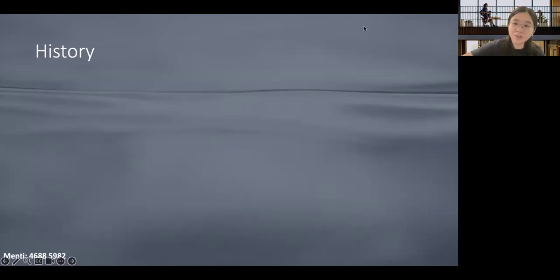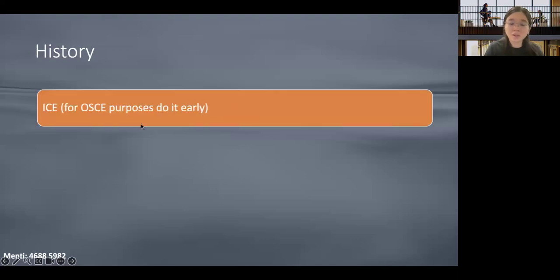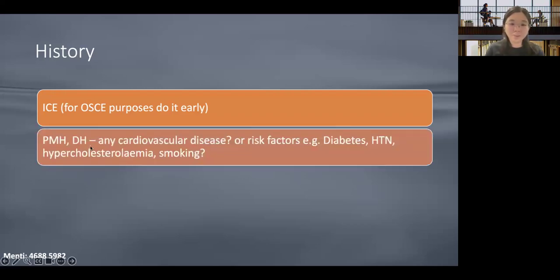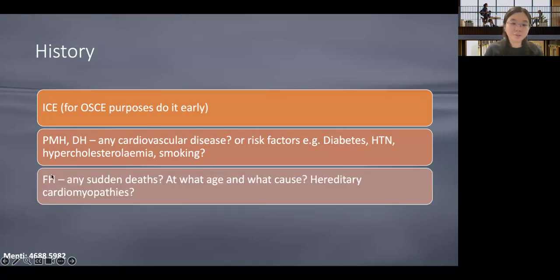The rest of the history is pretty standard. I would suggest asking earlier than they usually suggest, because you run out of time in an OSCE. You ask about past medical history and also about the drugs they are on at the same time, because often they're related. Also, don't miss out allergies, family history, particularly important for cardiac history.